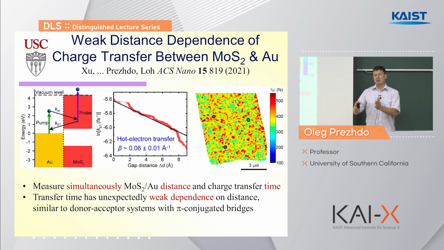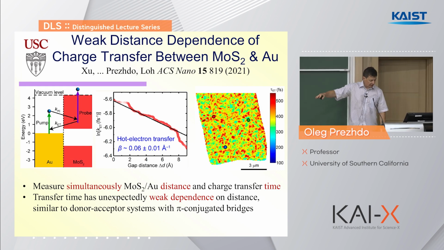So if you study this in many materials, you expect this dependence to be very sharp, like at the end. But for a long time, it's not sharp. And basically, it's almost like you have some conjugated bridge. If you study molecular systems, you have donor, acceptor, and conjugated bridge. So this is not sharp. So how is it possible if essentially you have vacuum, nothing between gold and MoS2, just vacuum? Why is this so? This dependence is not very sharp.